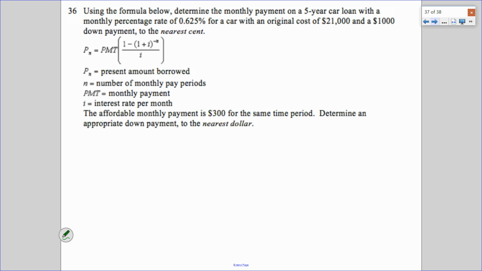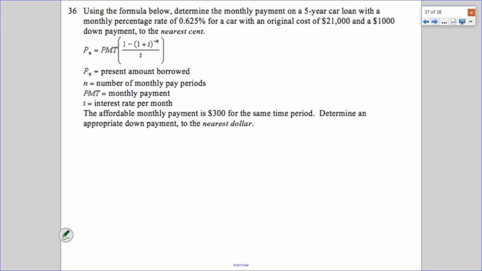All right, we got another one of these crazy formulas that we've never seen before, and I'm sure they're going to tell us what everything means, and we're going to have to substitute in. Using the formula below, determine the monthly payment on a 5-year car loan with a monthly percentage rate of 0.625% for a car with an original cost of $21,000 and a $1,000 down payment.